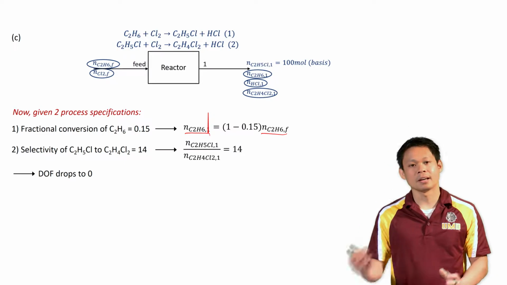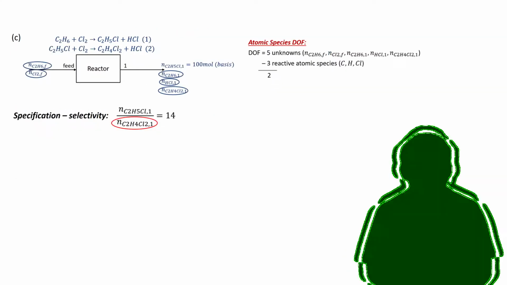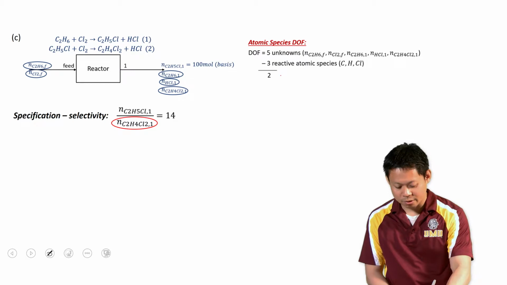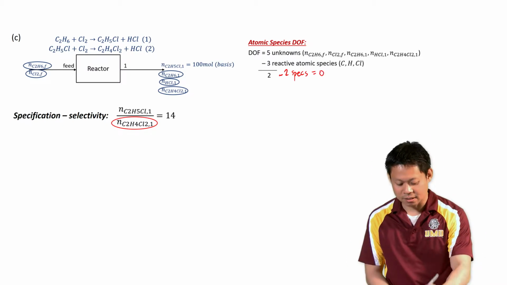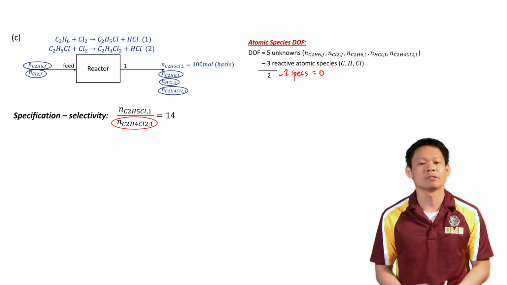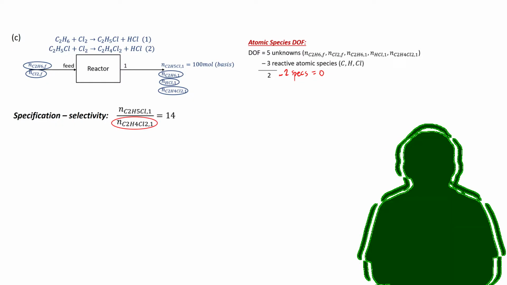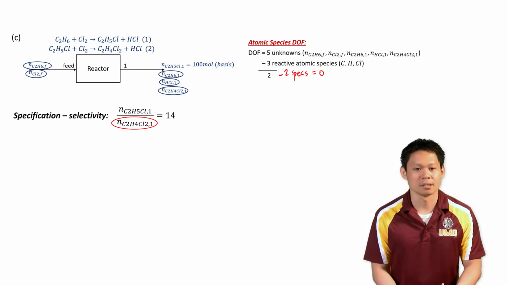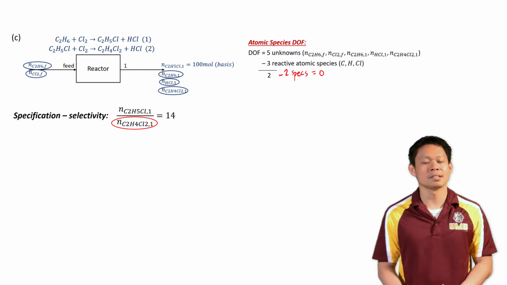I'm going to do the atomic and the extent of reaction method now. Let's start with the atomic species degree of freedom. Here's our degree of freedom that we had before, but remember we are going to subtract another 2 specifications, and that will give us a degree of freedom of 0. So we're going to solve for our 5 unknowns by using our 2 specifications and our 3 reactive atomic species balances. First one, I'm going to start with selectivity.